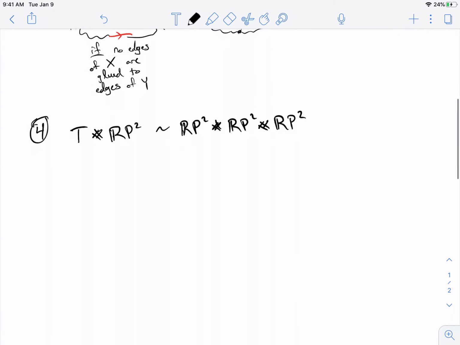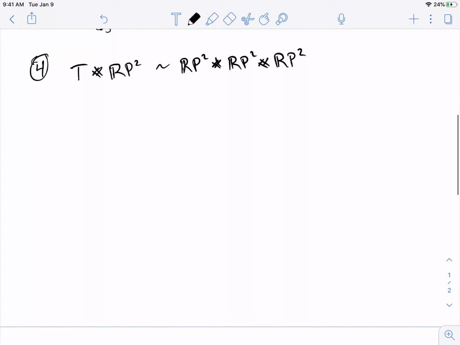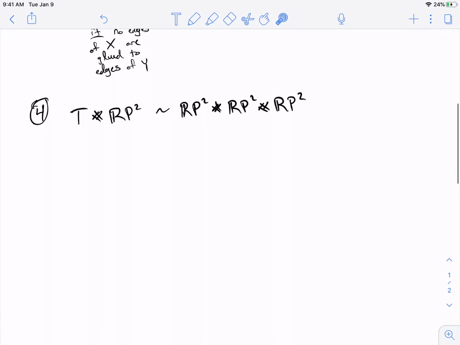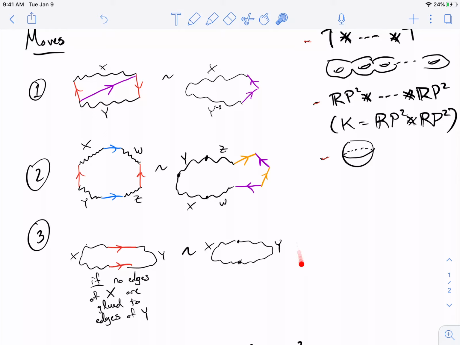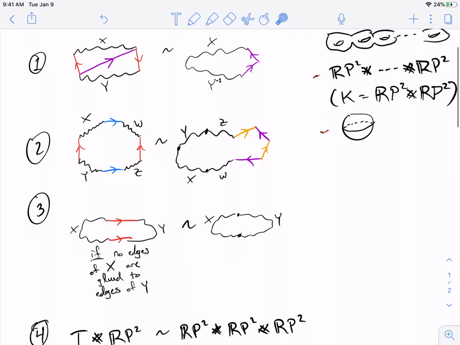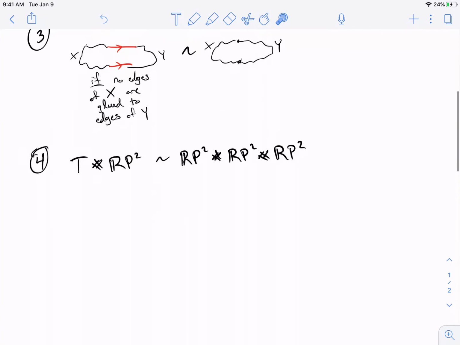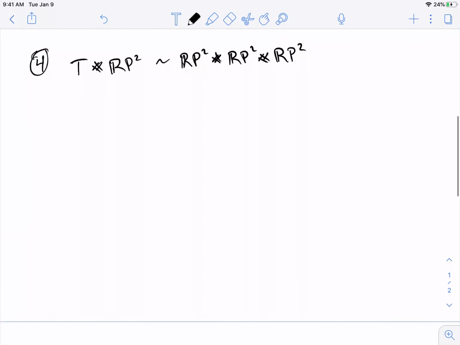And so that's kind of a fourth step, which was a homework assignment, which is to show that anytime you see a torus connected sum with RP2, you can just replace it with three RP2s. It's not possible to prove this just from these moves, but you can prove it just by doing another cutting and gluing procedure. So let's do that now.